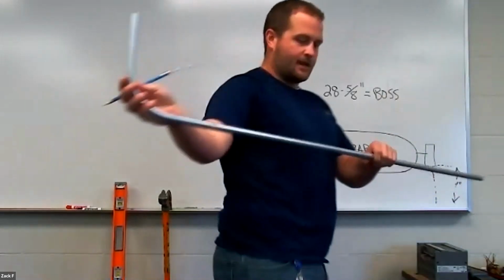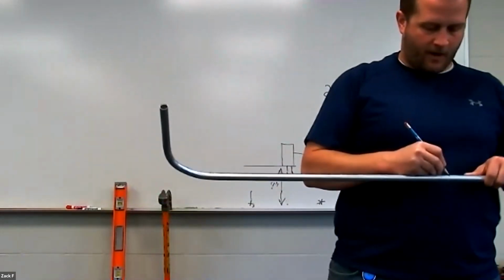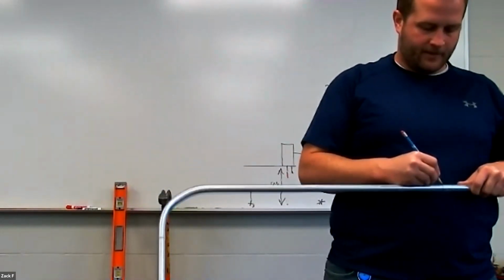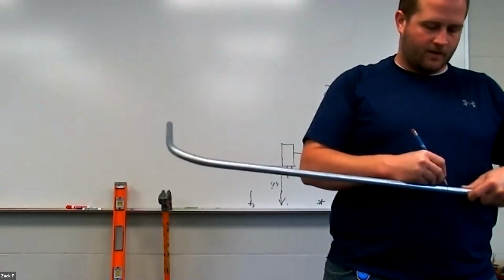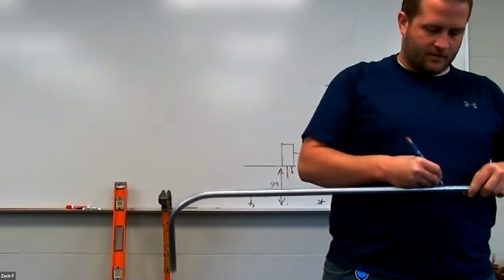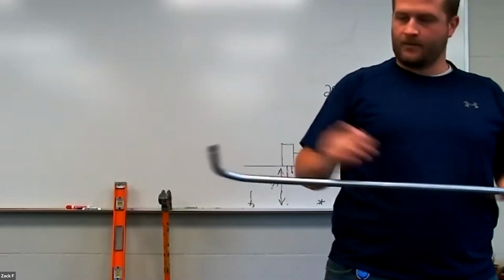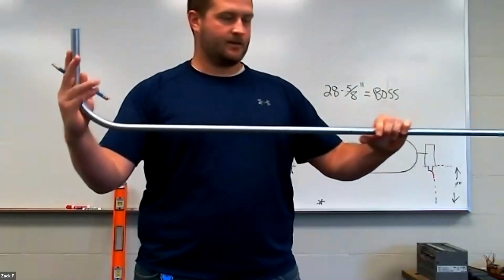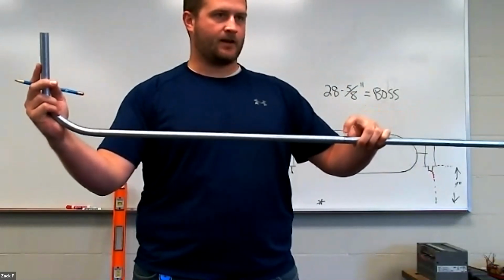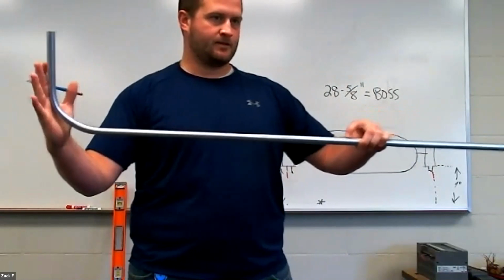And then a lot of times what you're going to have to do is take your mark and transpose it all the way around the pipe because you don't really know where you're going to be able to see your marks. So this distance is from here, the backside, to this mark is 28 5/8 inches. Got it?